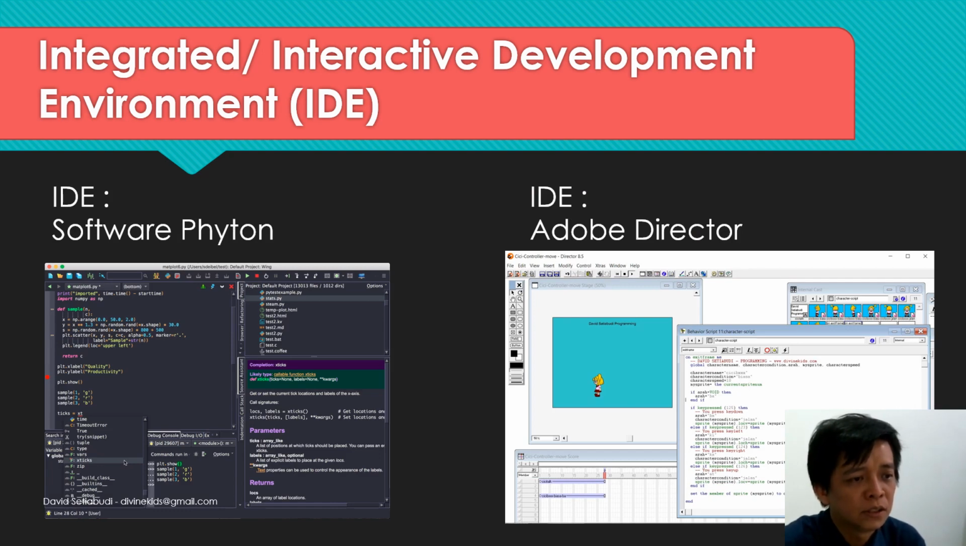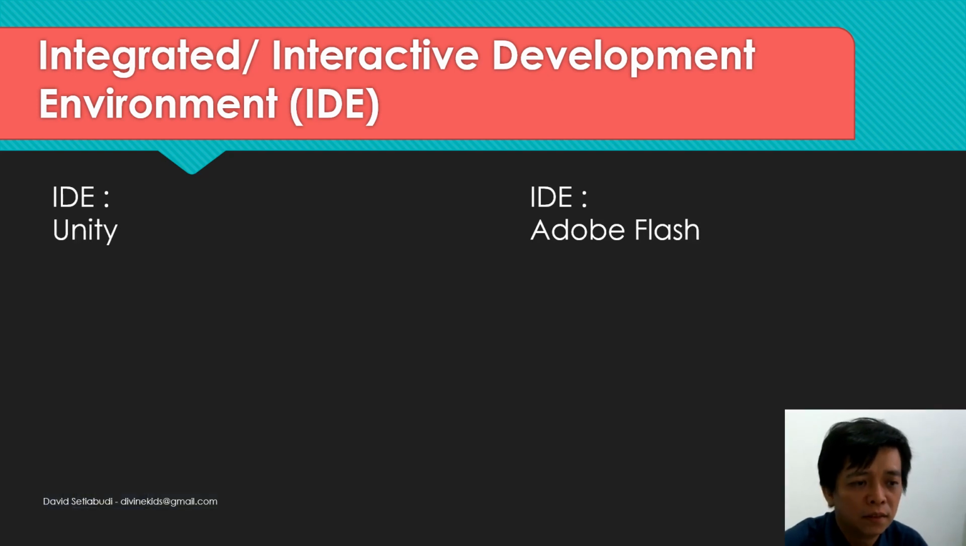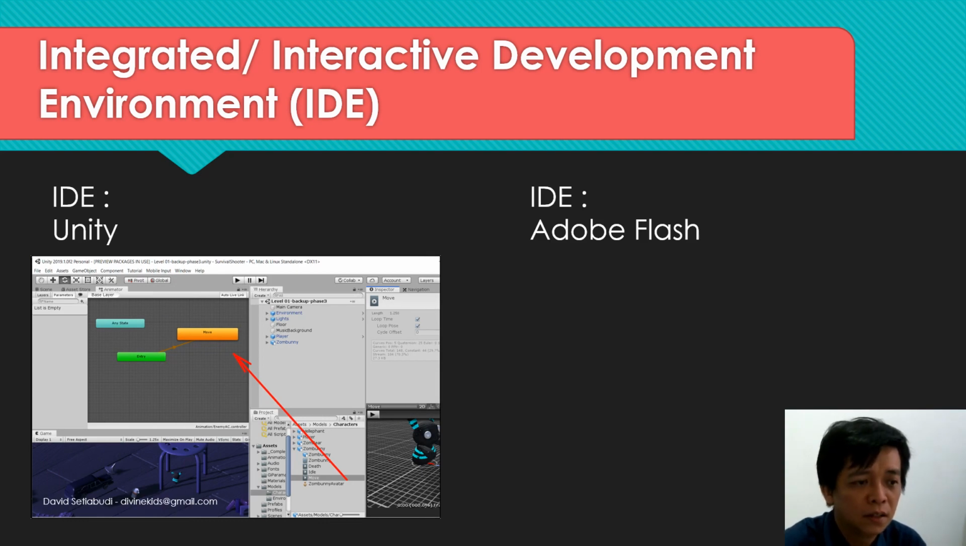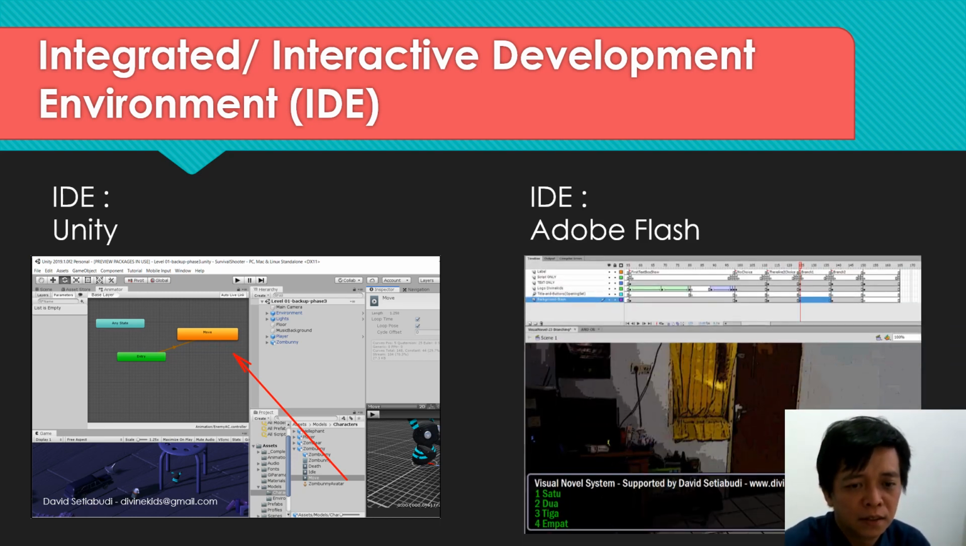Do you see this one? Software Python. Even it has colors to help you. This one is the Adobe Director. Unity. Okay, this one has the scripts. This one has the animation controller. This one is the 3D character that you put. You can press play here. You can see the animation. And Adobe Flash is using a timeline from time 0, 10, 20 until 100 and so on. This one is Adobe Flash. It uses ActionScript. This is also considered an interactive or integrated development environment.